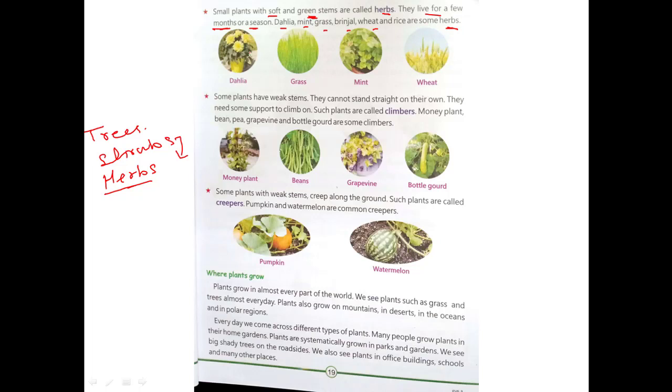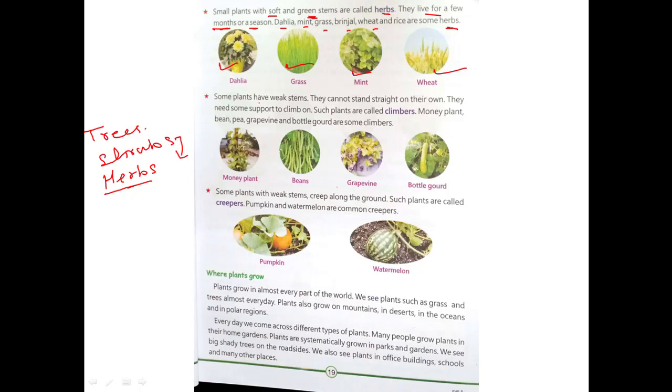So let us see the pictures. This is dahlia, a type of flower. This is grass, you can find it everywhere, even in your neighborhood, in school, everywhere on the roadside. This is mint, this is wheat. These are the examples of herbs.